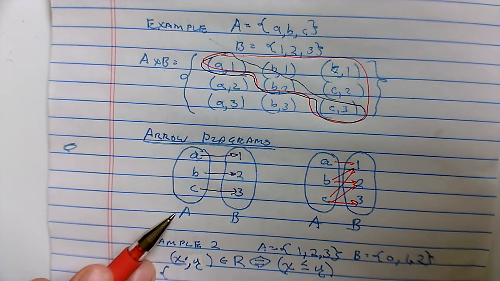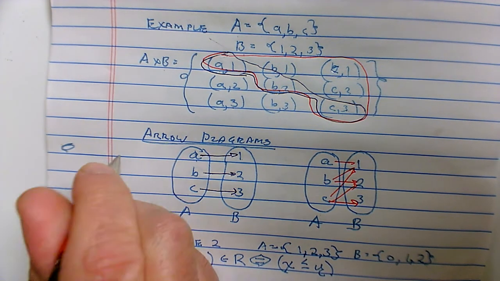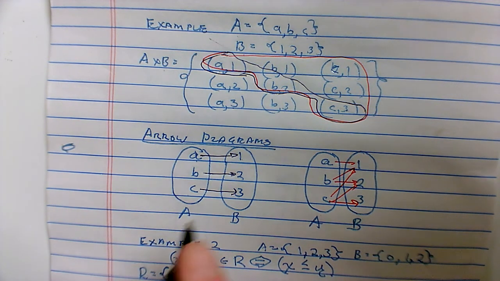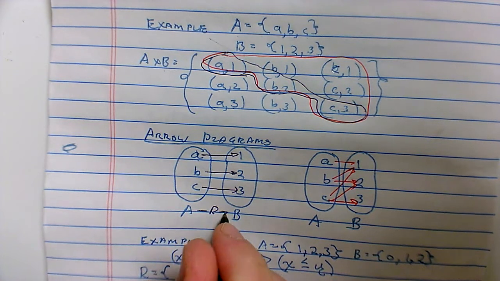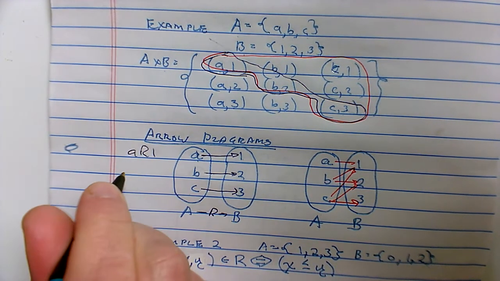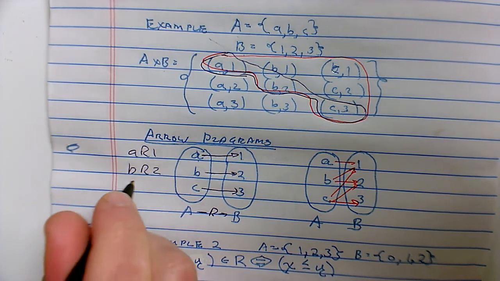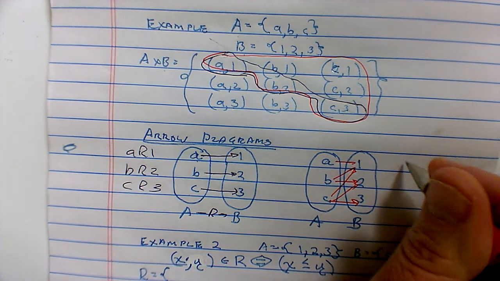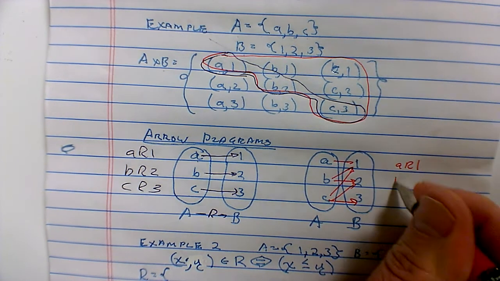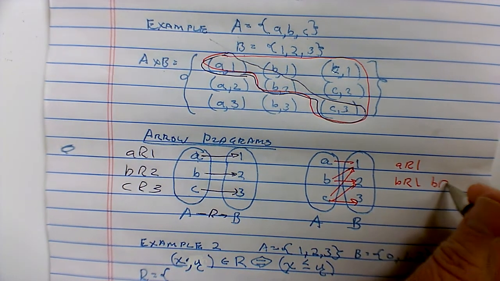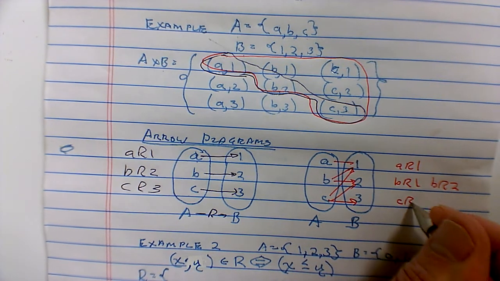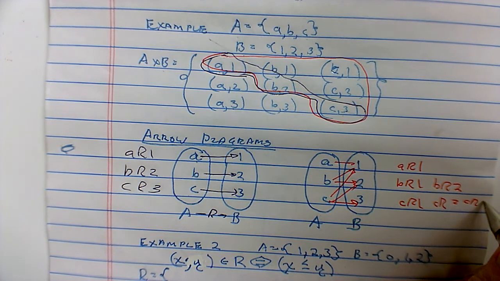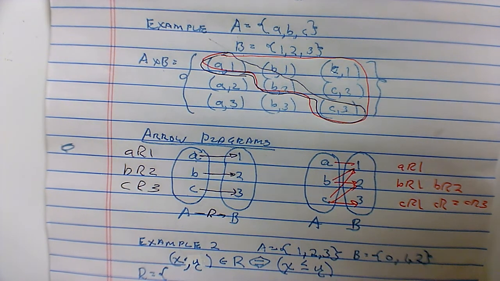We can show them as ordered pairs. We can show them as arrow diagrams. Here we could say that if the relation here is called R that goes from A to B, a R 1, b R 2, c R 3. Over here, a R 1, b R 1, and b R 2. And c R 1, c R 2, and c R 3. So we have all of those relations.